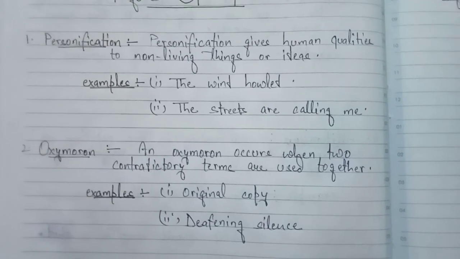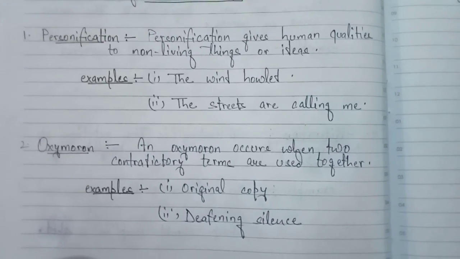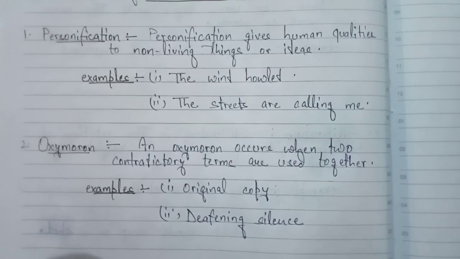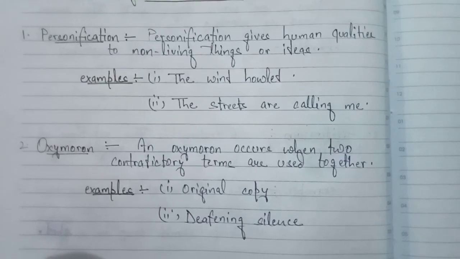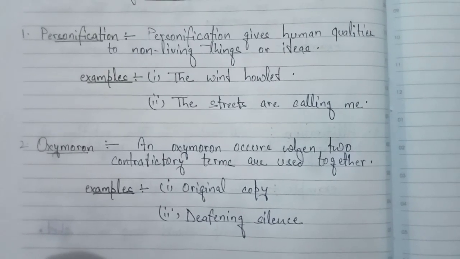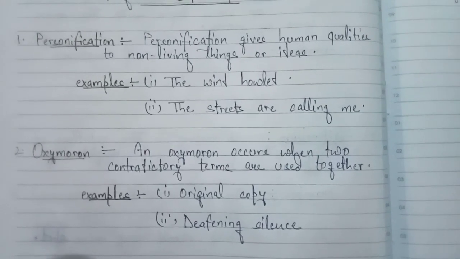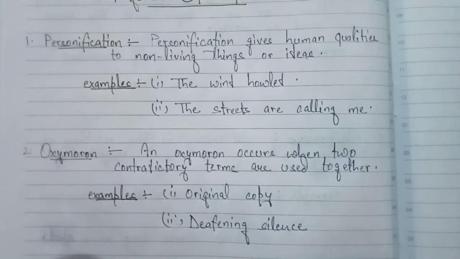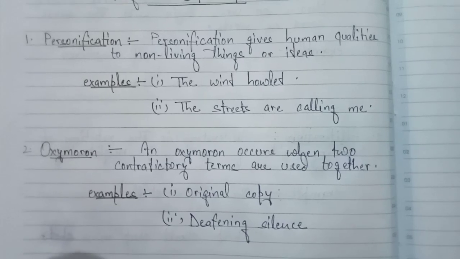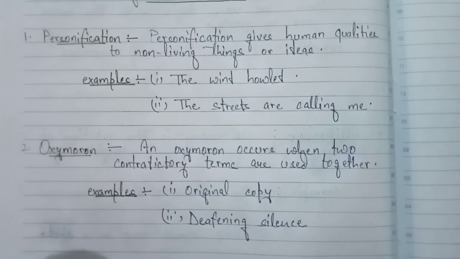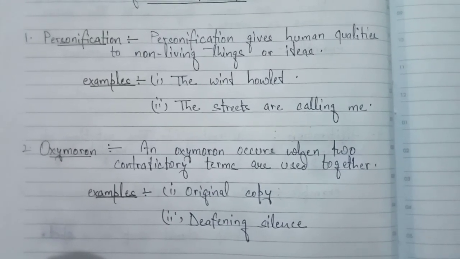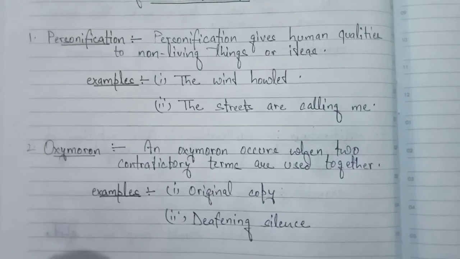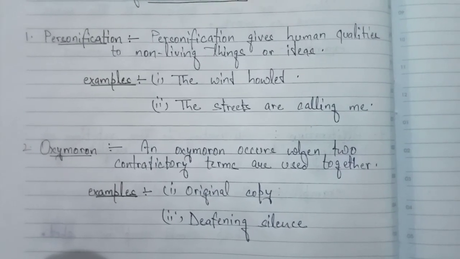The second figure of speech is oxymoron. An oxymoron occurs when two contradictory terms are used together. Okay, an oxymoron is that figure of speech in which the two opposite words are used together. Okay, to make it more clear, let's look at examples.